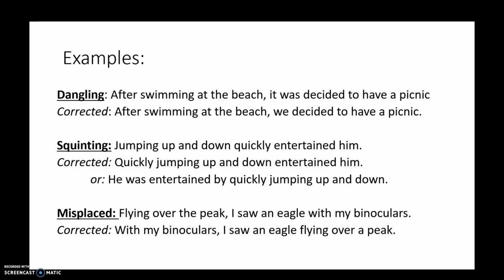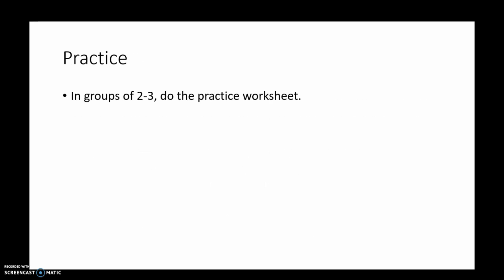We're going to take the next few minutes and you are going to work in groups of 2 or 3 to do your practice worksheet. I'm going to be circling around the room to answer any questions you might have. On this practice worksheet, you're given a list of 10 sentences with misplaced, dangling, or squinting modifiers. You have 2 sets of instructions. The first piece is to underline the modifying phrase that's misplaced, dangling, or squinting. And the second piece is to rewrite the sentence so that the modifier is used correctly.